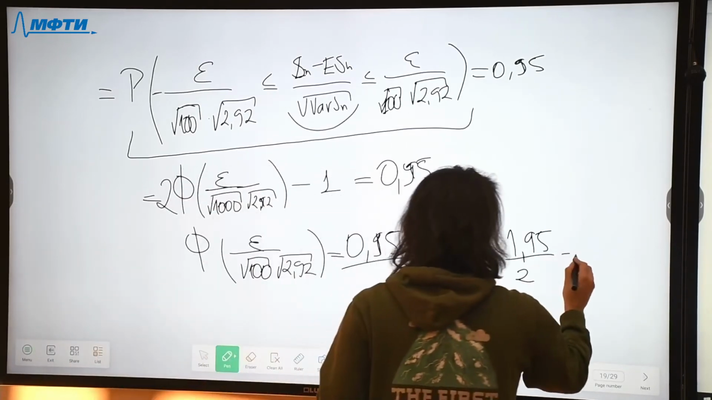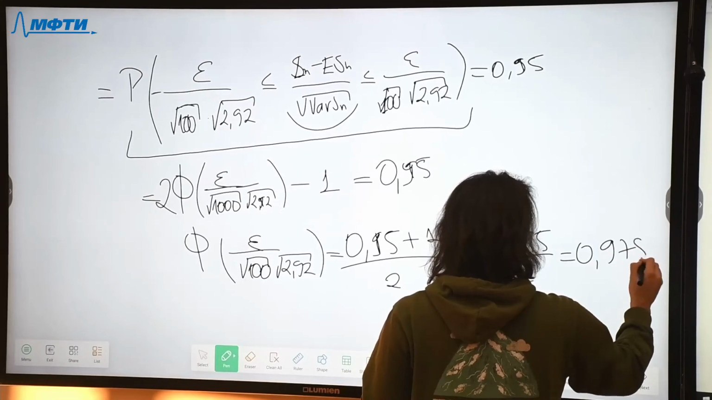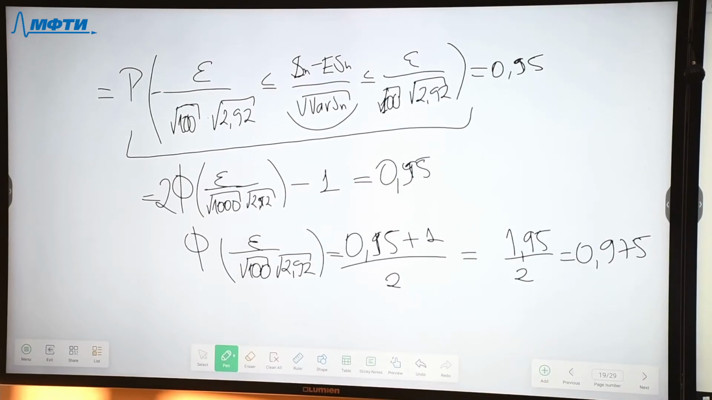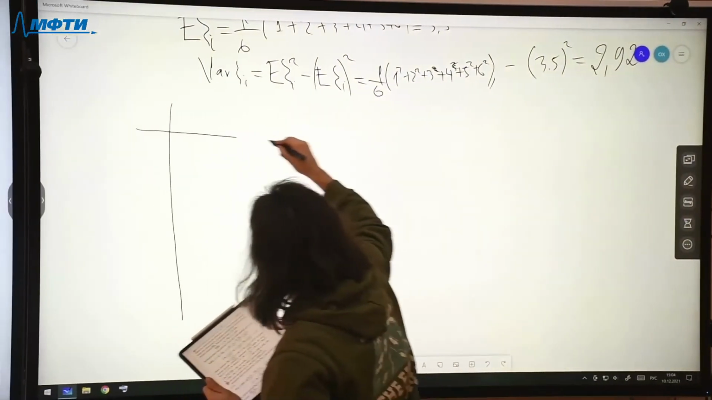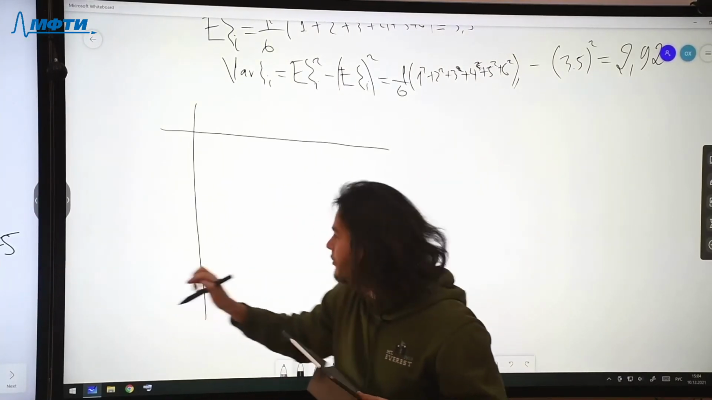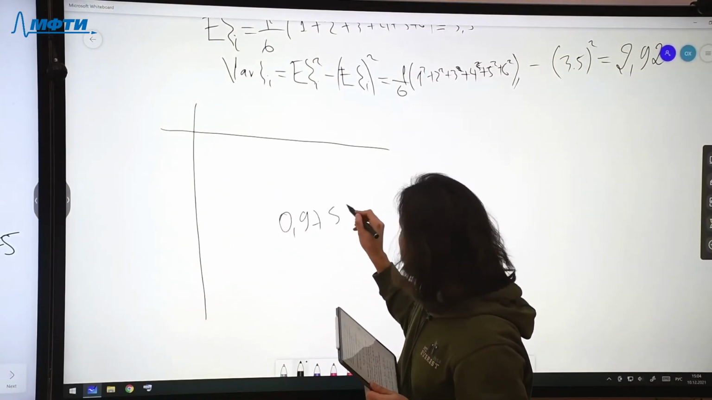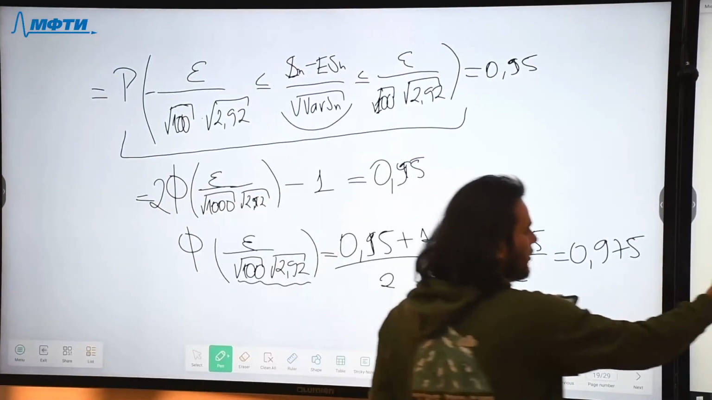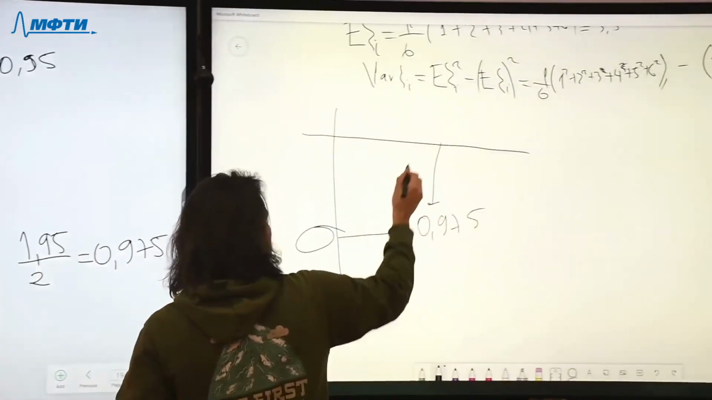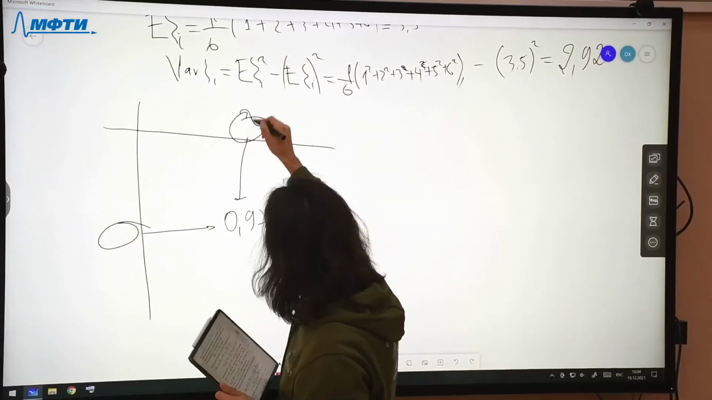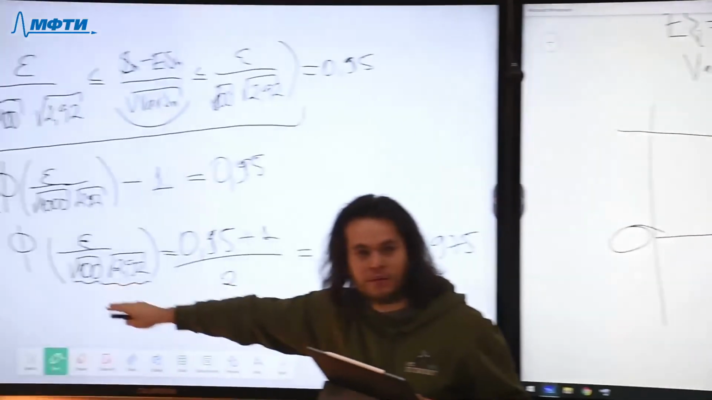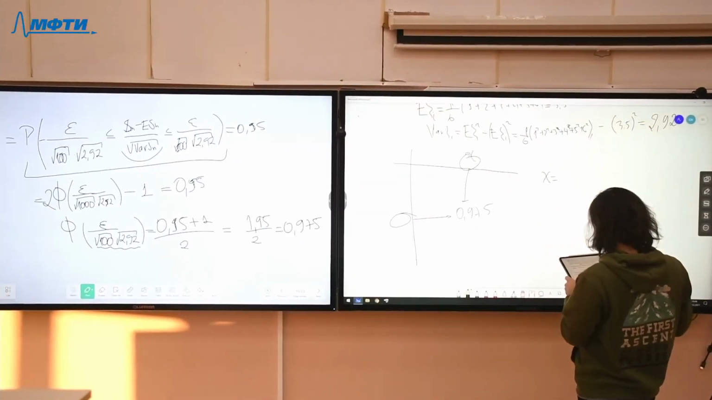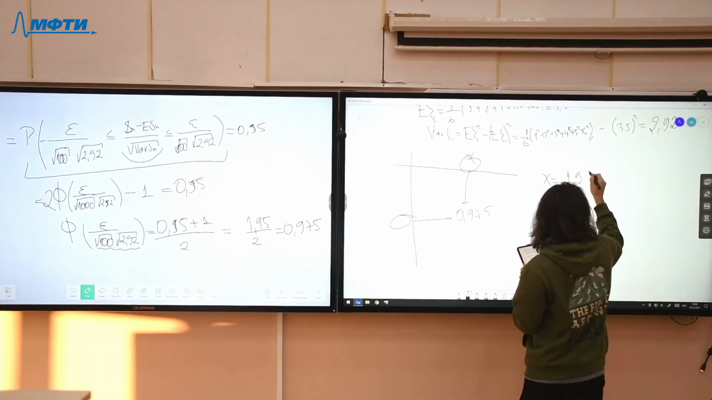0.95. So this is 0.975. Okay? So we need to find now in the table, right? So if this is the table, there is somewhere this value, 0.975, such that I have this, right? So I can find the value for this. And this x that I get here is going to be equal to this. And for that value, we have that x is equal to 1.96.